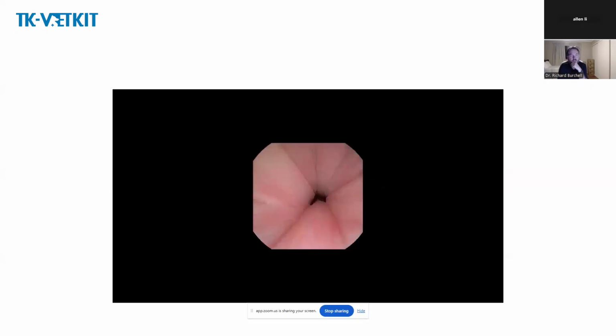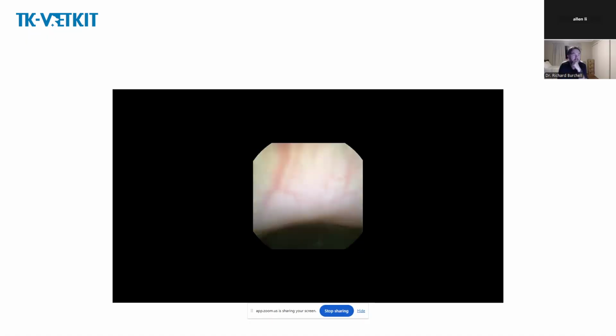In a small dog, the sphincters will be close to each other. You won't really be able to separate them. In a large dog, you'll actually see that they're quite separate. So we've pushed through the internal sphincter now, and we are now in the bladder.